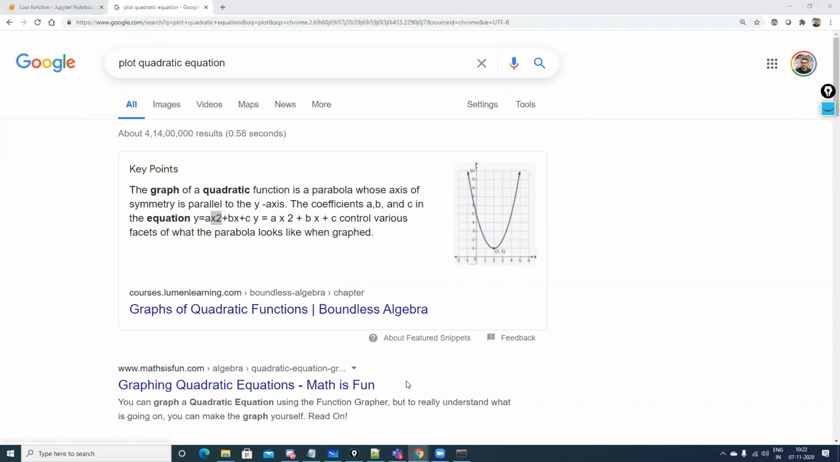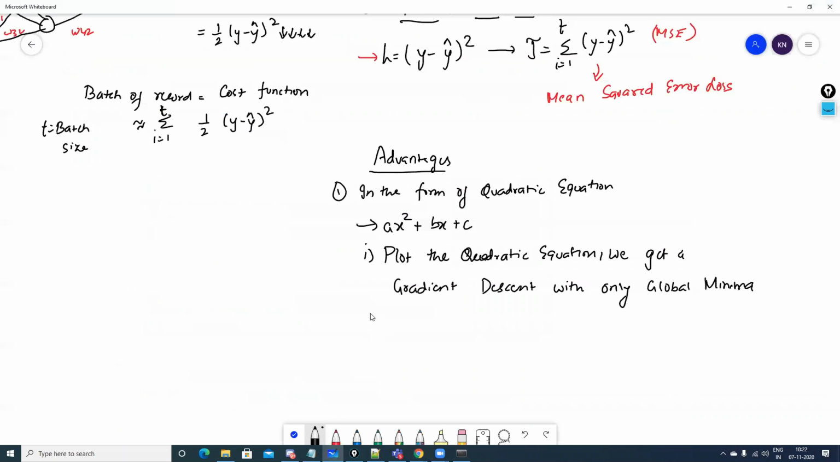So the next advantage, the second thing, is that we don't get any local minima. So at the end of the day, when you are using this loss function, that is mean squared error, you are going to converge to the global minima after some point of time. It is compulsory. It is going to happen. So these were the advantages.